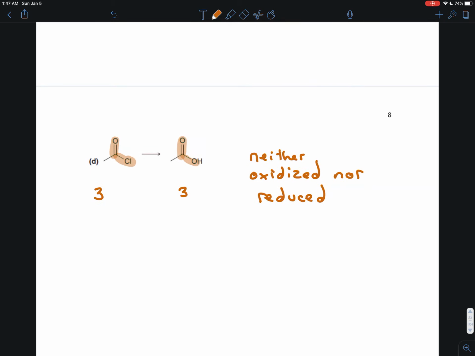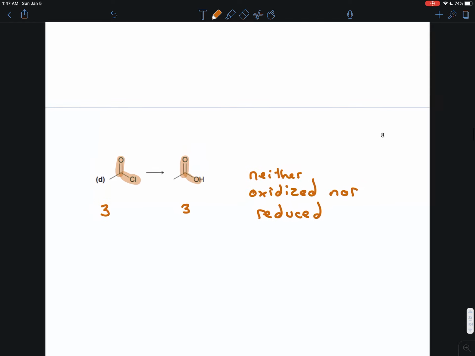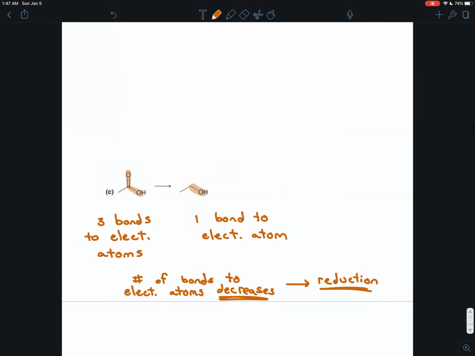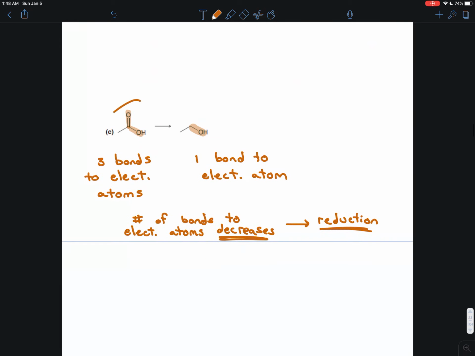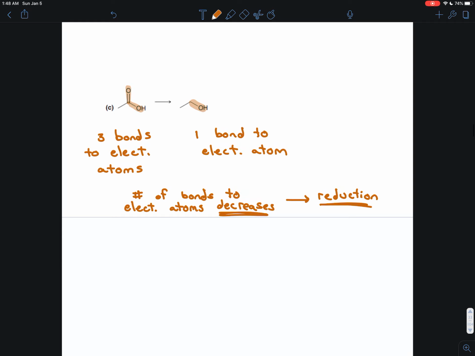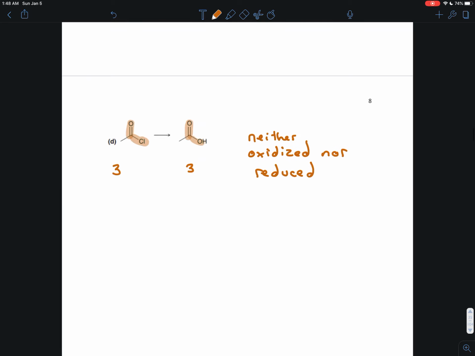Now, for your homework assignment, I'm going to try to abridge this. I'm not going to write everything out to make the video a little shorter. But when you submit this homework, you will want to write this type of reasoning out for each of these. Count up the number of bonds to electronegative atoms and circle them, both for the products and for the reactants. Then, say whether the number of bonds to an electronegative atom increases or decreases, and conclude whether that's oxidation or reduction.